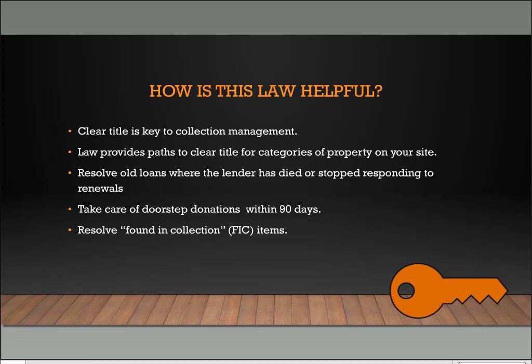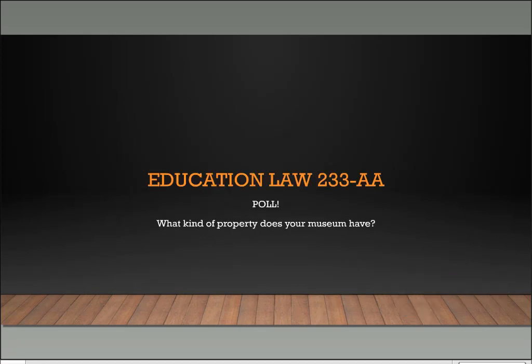You can also resolve these found in collection items. Found in collection was sort of a procedure or process, and really kind of a bad practice I think, museums started using in the 70s and 80s. If there wasn't any known information about the source of some items in your storage area, you could just assign an accession number to the item and list the donor as being found in collection. That doesn't mean you have title to it, it just means you assigned this sort of placeholder term instead of a donor.